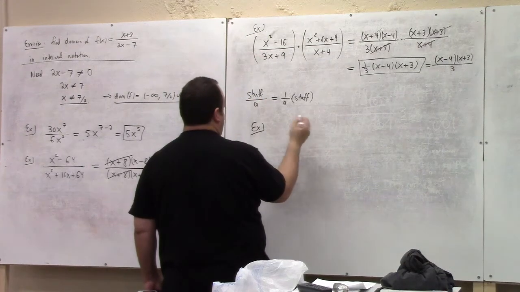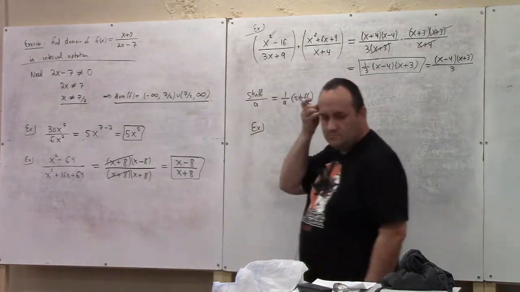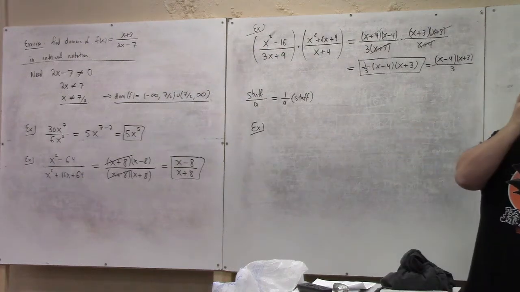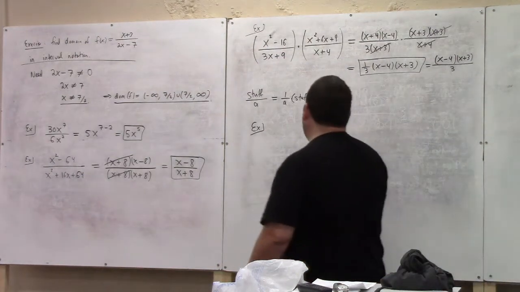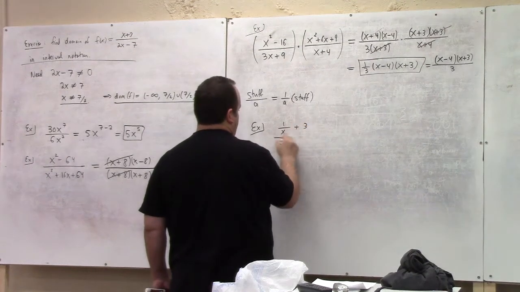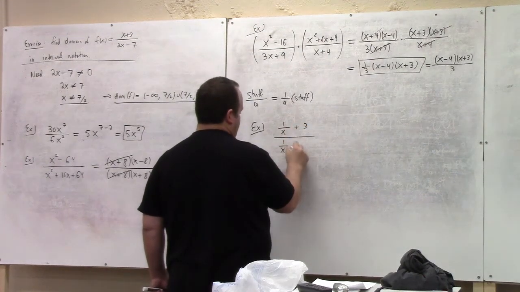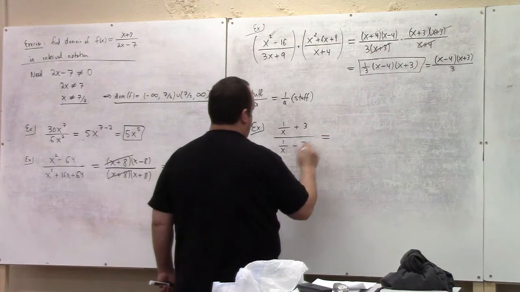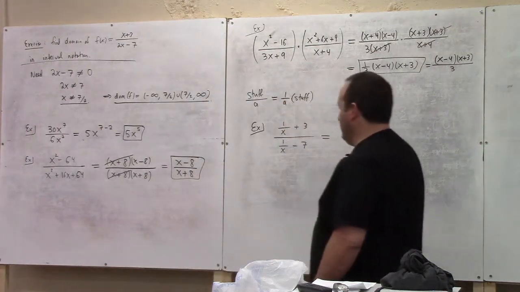So we could have something like 1 over x plus 3 over 1 over x minus 7. That's another simplify. How would you simplify that?